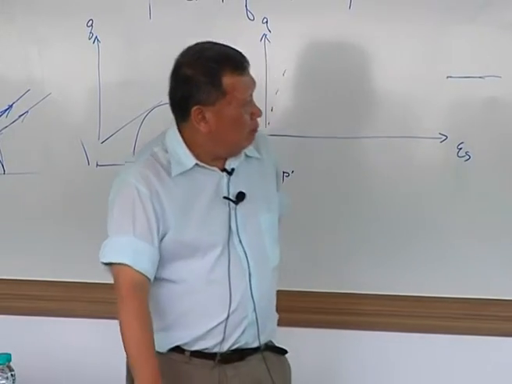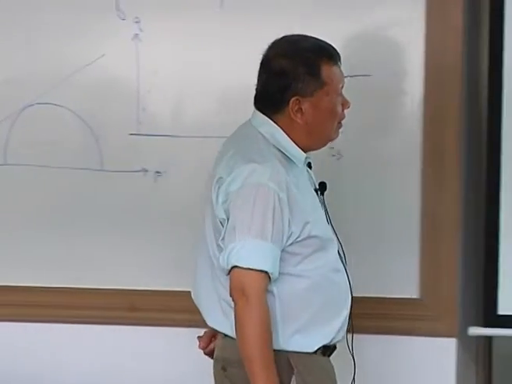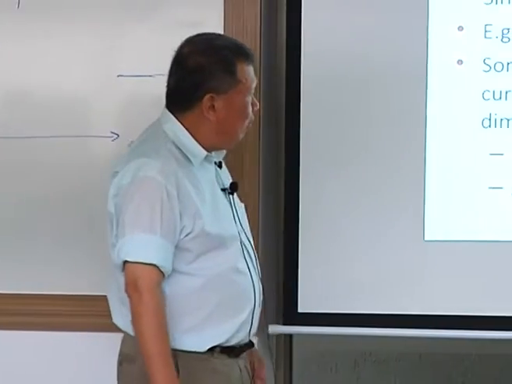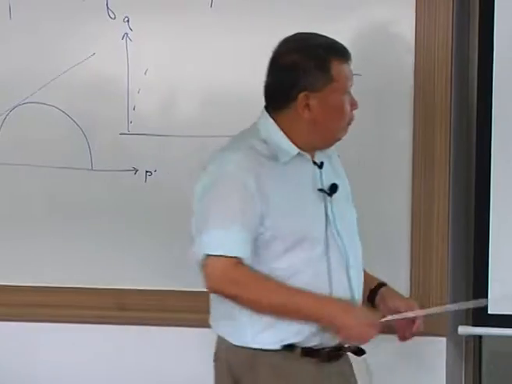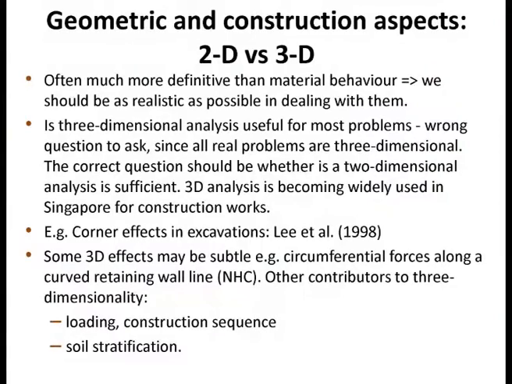But now, actually, 3D analysis is becoming quite widely used in Singapore for construction work. And back in 1998, we wrote the first paper on 3D effects in ASCE. Okay, and basically there are a lot of these effects, the corner effects, the three-dimensional circumferential effect. I will talk about it tomorrow in the Nicoll Highway. Okay, the loading and construction sequence, the soil stratification, all kinds of things can lead to three-dimensional effects.